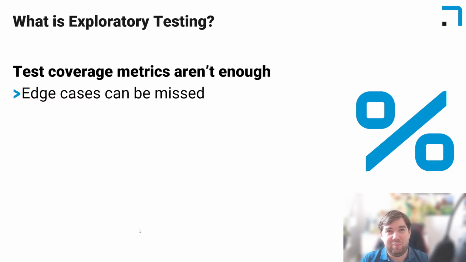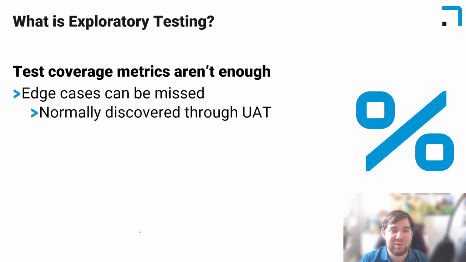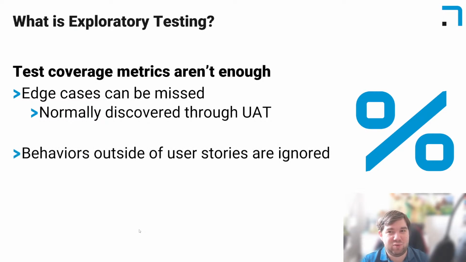Simple edge cases may be picked up through just component testing, but there may be some complicated edge cases which are missed and would normally be discovered through user acceptance testing, or worse, discovered by users in production. So we want to try and avoid that as best as possible, and exploratory testing does allow us to help with that.